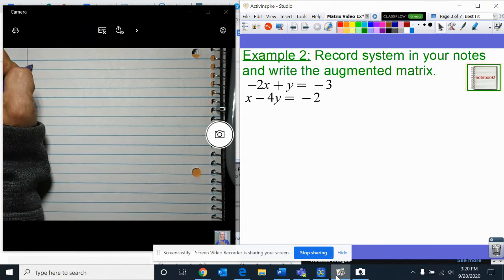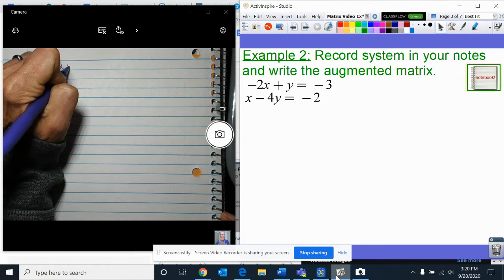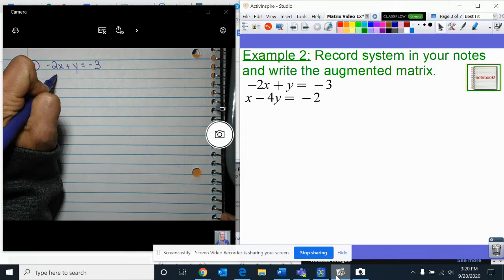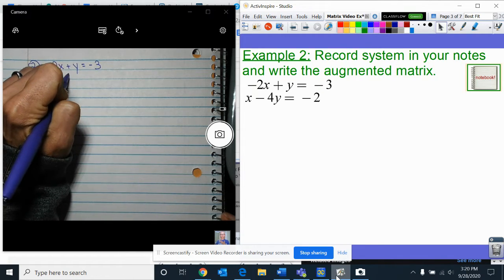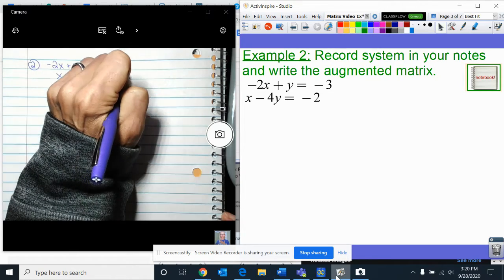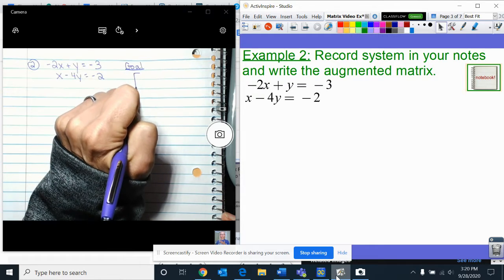Here is another example of how to solve a system using a matrix. So I'm going to record my system. Negative 2x plus 1y is negative 3. 1x minus 4y is negative 2. Here's also our goal, to have the solution matrix.